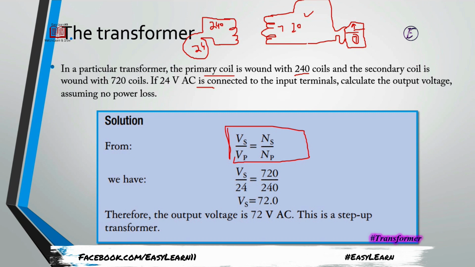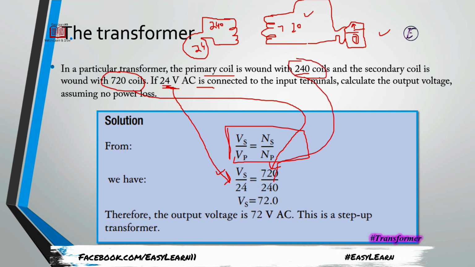Vs is the secondary voltage, which we need to calculate, and Vp is the primary voltage, given as 24 volts. Ns is the number of turns of the secondary side, given as 720, and Np is the number of turns of the primary, which is 240. An easy way to remember this formula: Vs is directly proportional to Ns, while Vp is in the denominator, and Np is also in the denominator.